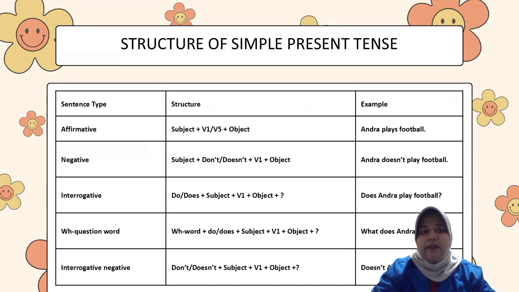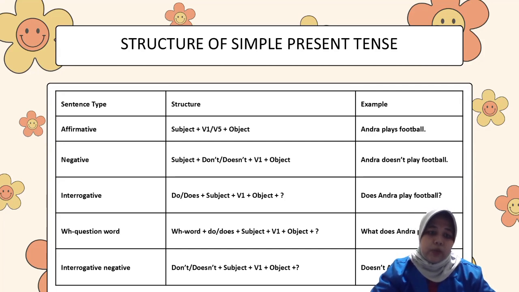Structure of simple present tense. First, affirmative. The structure is subject plus verb one plus object. The example is Andra plays football. Second, negative. The structure is subject plus don't or doesn't plus verb one plus object. The example is Andra doesn't play football. Third, interrogative. The structure is do or does plus subject plus verb one plus object plus question mark. The example is does Andra play football?